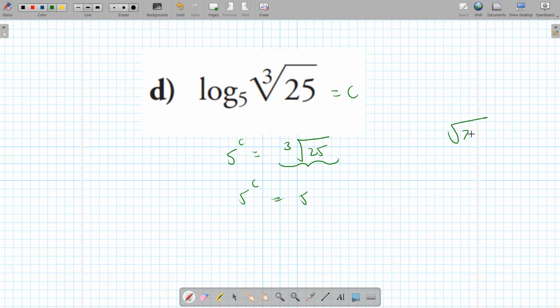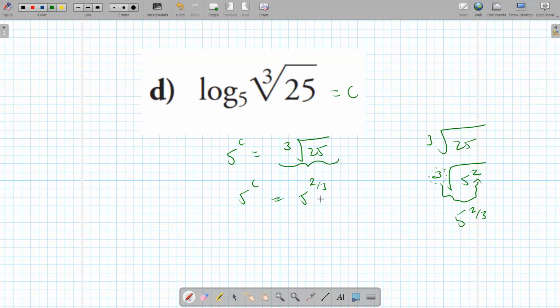What about square root of 25? How do you write this in terms of 5 to the power? 5 squared, right? So cube root of 25 becomes cube root of 5 squared. And what did I tell you last time? This exponent that's on the radical, where does it go? If you want to write this in exponential form, it goes in the denominator. Okay, you see that?